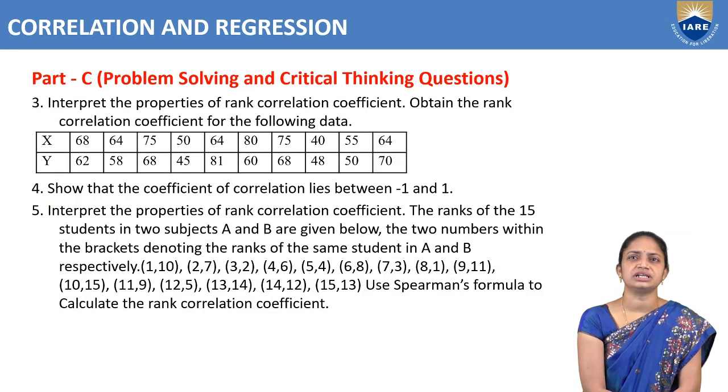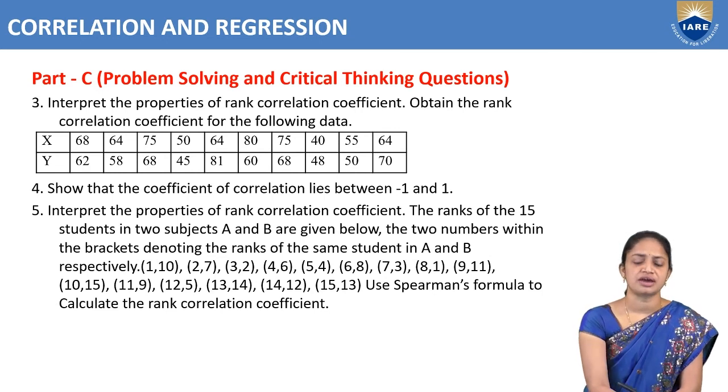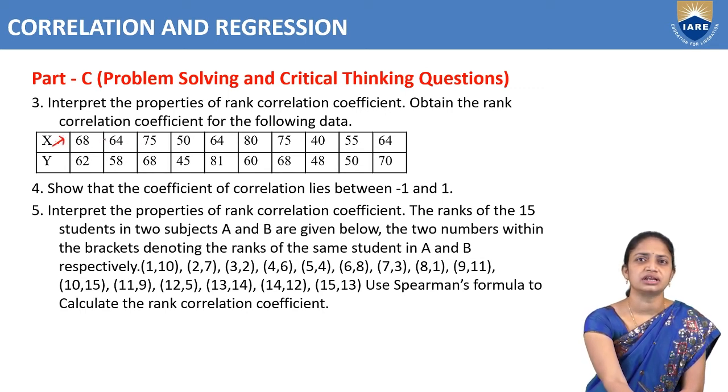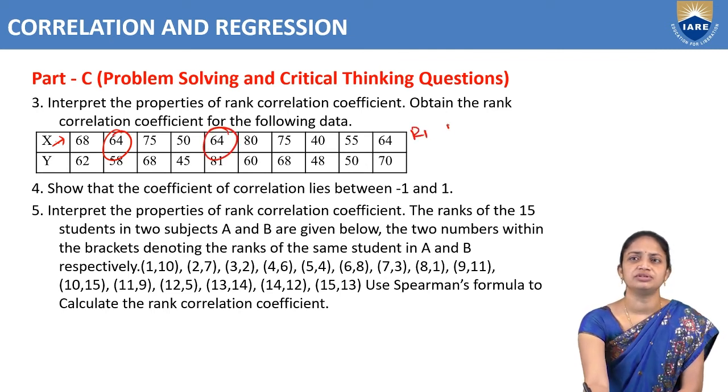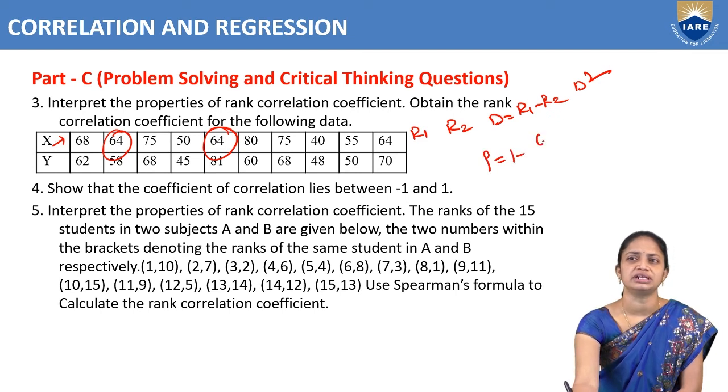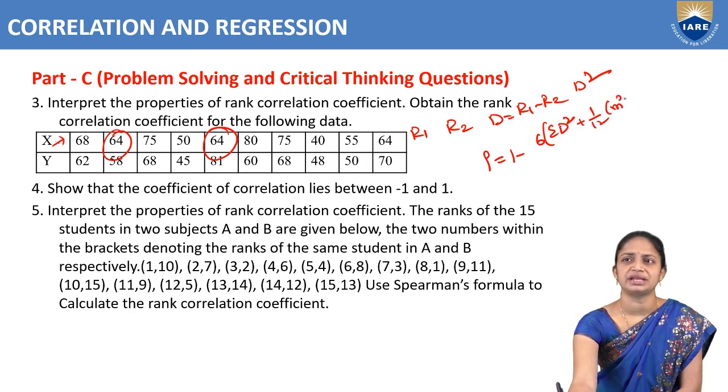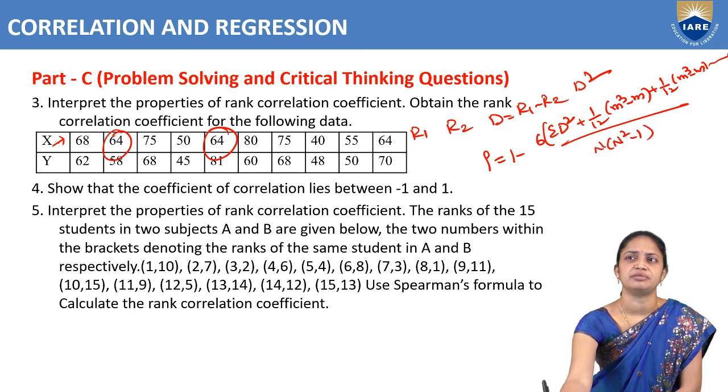Now coming to the next question, interpret the properties of rank correlation coefficient. Obtain the rank correlation coefficient. Here they have given the marks, and we have to give the ranks. These are repeated ranks because 64 is there, here also 64 is there. So first of all we need to give the ranks. After that find D equal to R1 minus R2, then D square. The main formula is for repeated ranks: 1 minus 6 sigma D square plus 1 by 12 m cube minus m plus 1 by 12 m cube minus m and so on, divided by n into n square minus 1. So this is the formula.